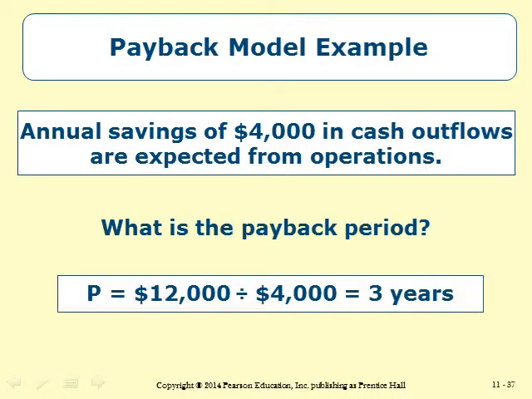Based on that, an annual savings of $4,000 is expected. What is the payback period? The payback period is simply the initial investment divided by the amount of the annual cash inflows resulting from the investment, in this case $4,000. So the payback period is 3 years.